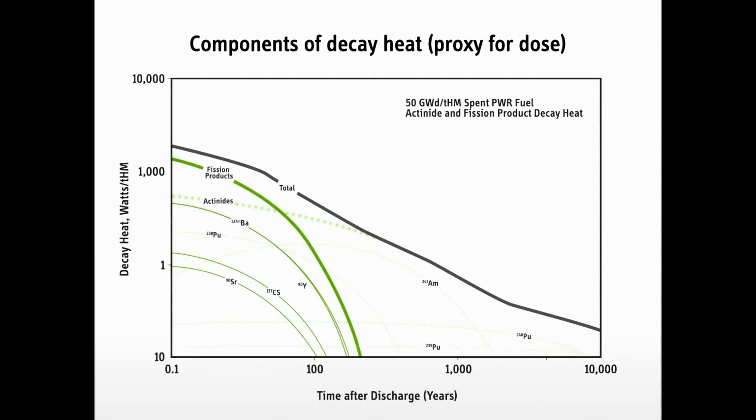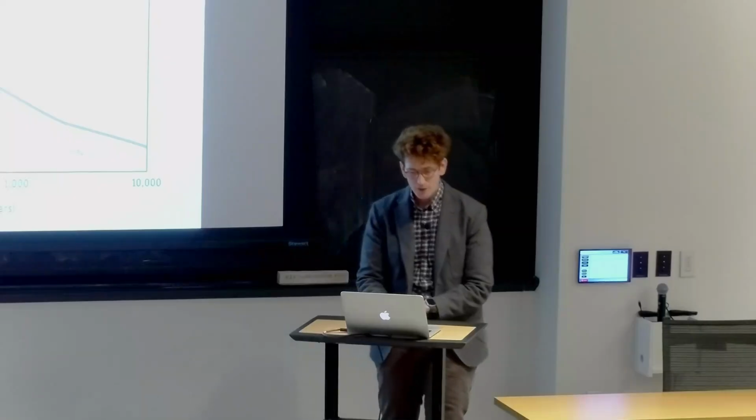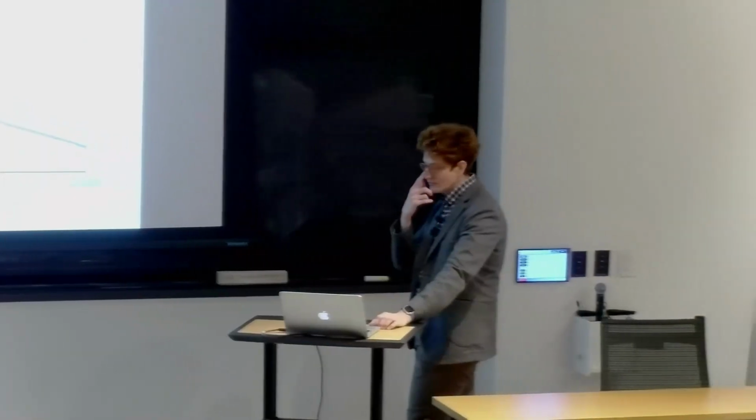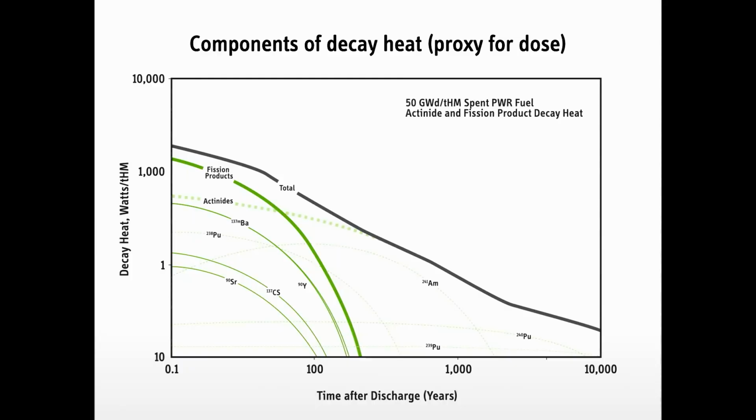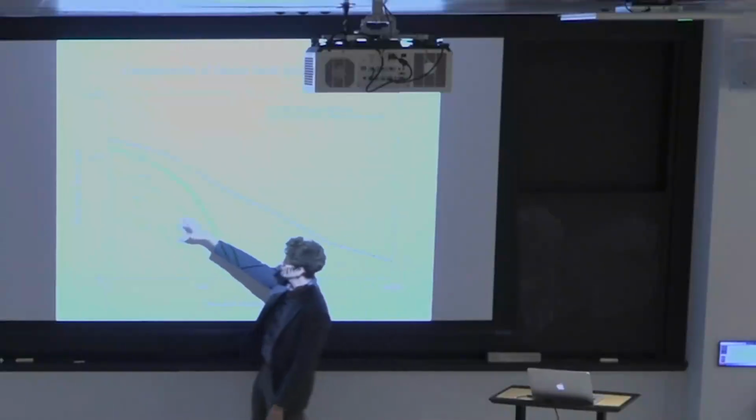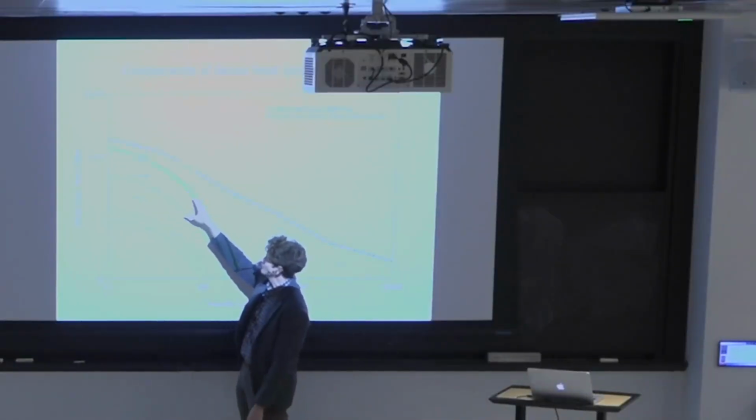All right, so if we're going to look at this, it's worth first thinking about where the radioactivity comes from. So after 10 years, the dominant, so it's mostly, if you see in the beginning, it's fission products, right? This is the solid green curve.